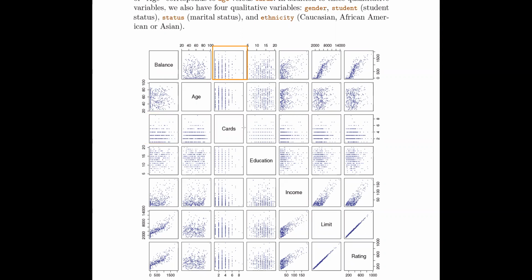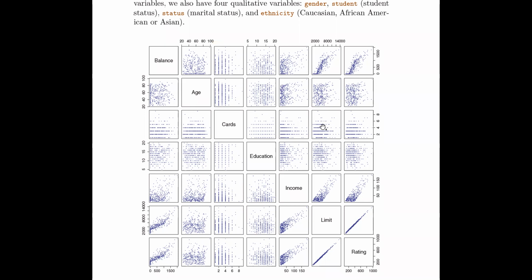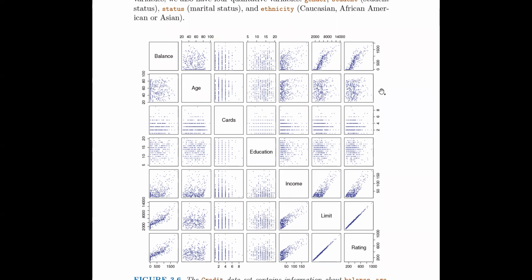For example, over here, we're looking at cards. I'm not sure what cards means, but cards against, I think it's against balance. This is cards against age, cards against education, etc. So this is where we'll seriously start taking multivariable data sets into consideration.